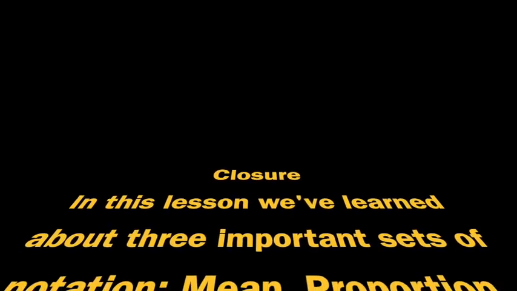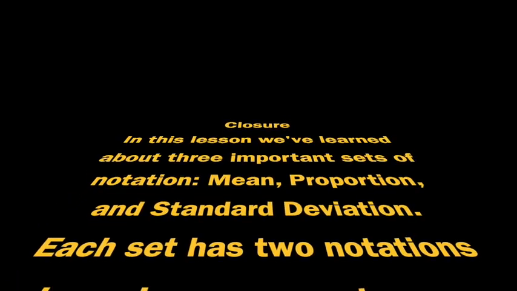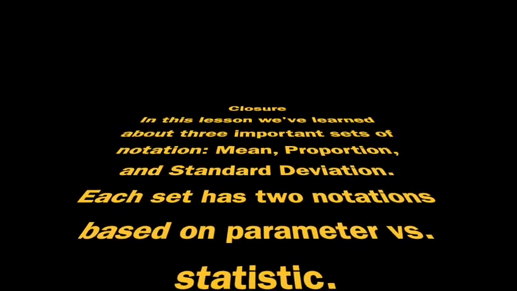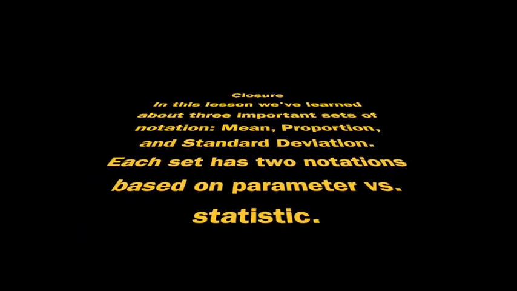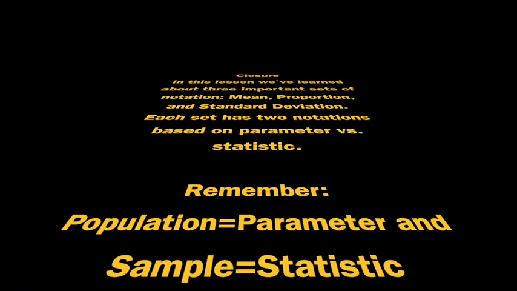In this lesson, we've learned about three important sets of notation: mean, proportion, and standard deviation. Each set has two different notations based on whether or not it's a parameter or a statistic. Remember that a population description is a parameter and a sample description is a statistic.